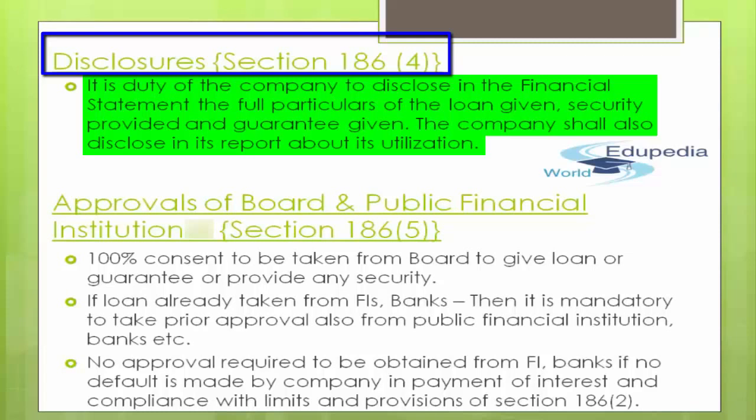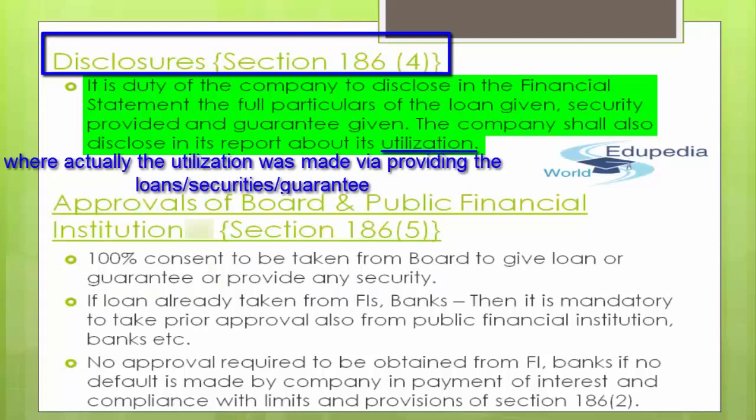The company shall also disclose in its report the kind of utilization made by providing that loan, security and guarantee. That is, where that particular loan amount, security amount or guarantee amount was actually utilized. So you need to disclose that also in your report. So disclosure is covered via section 186 subsection 4. That is about the disclosure.